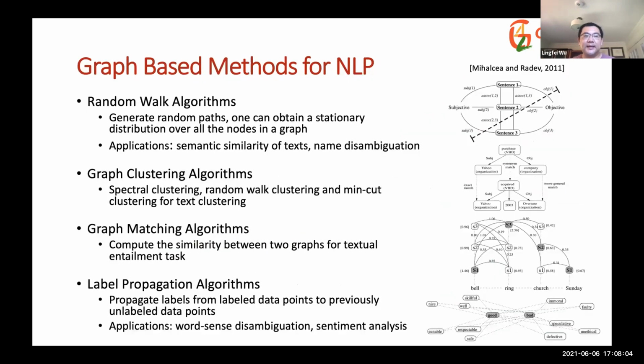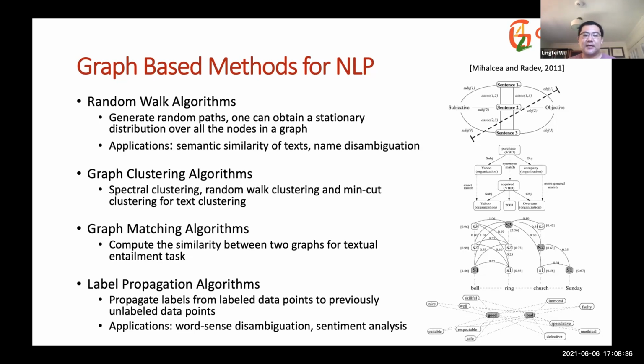There are many methods that are based on the graph, and here we present 4 representative methods that have been extensively used in the previous literature. The first one is called the random walk algorithm. Essentially, you try to generate a random path so that people can obtain a stationary distribution over all the graph nodes. This has been extensively used for applications, for example, to compute the semantic similarity of text or to perform the name disambiguation task.